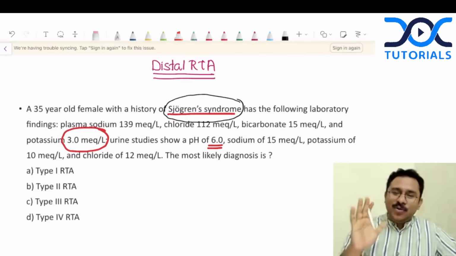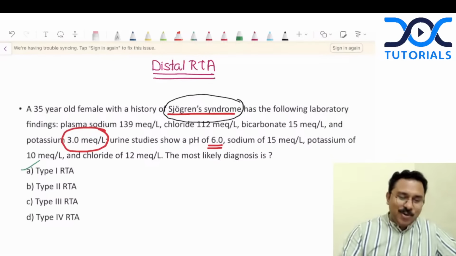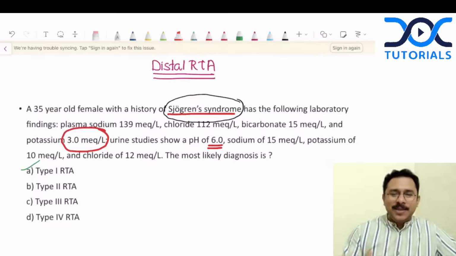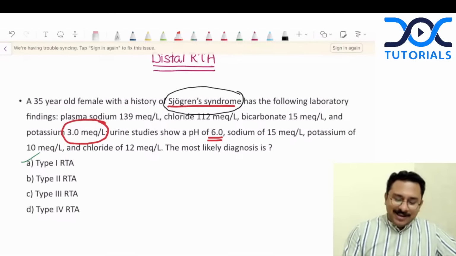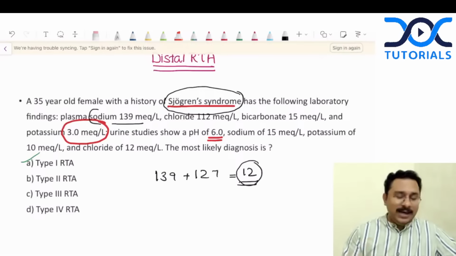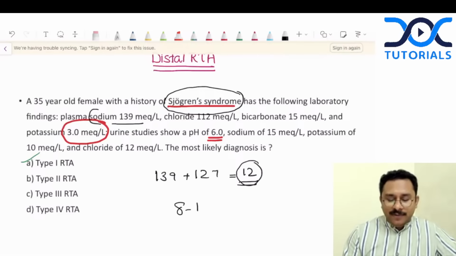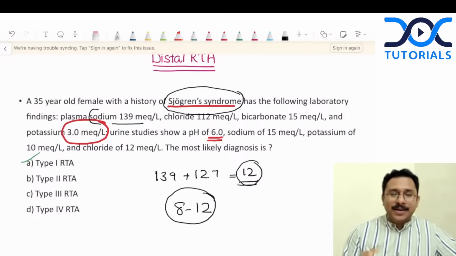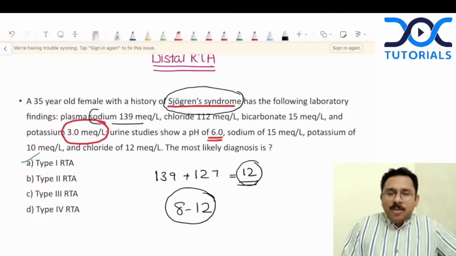If there is any student who knows that distal RTA or the type 1 RTA is the one that is seen in Sjogren's syndrome, you might straight away go for option A. But again, to just substantiate, tell me what is the anion gap here. The anion gap in the blood is 139 minus chloride plus bicarbonate, which is 127, which is equal to 12. The serum anion gap is 12. And we know that 8 to 12 is the normal value of anion gap. So it is a normal anion gap metabolic acidosis that we are probably dealing with.